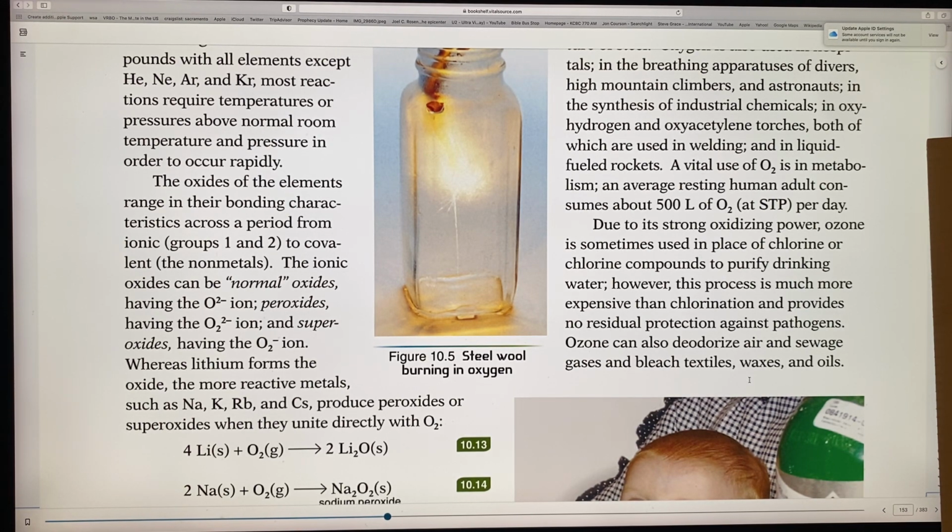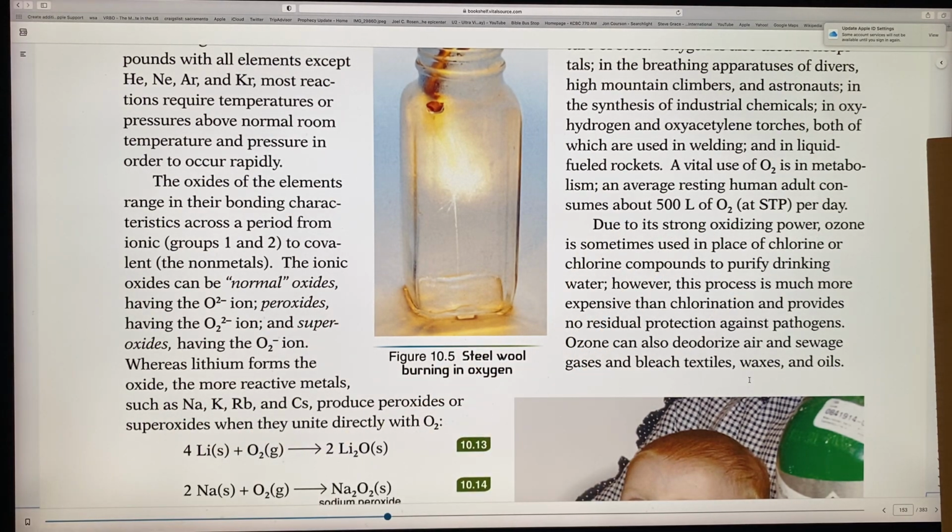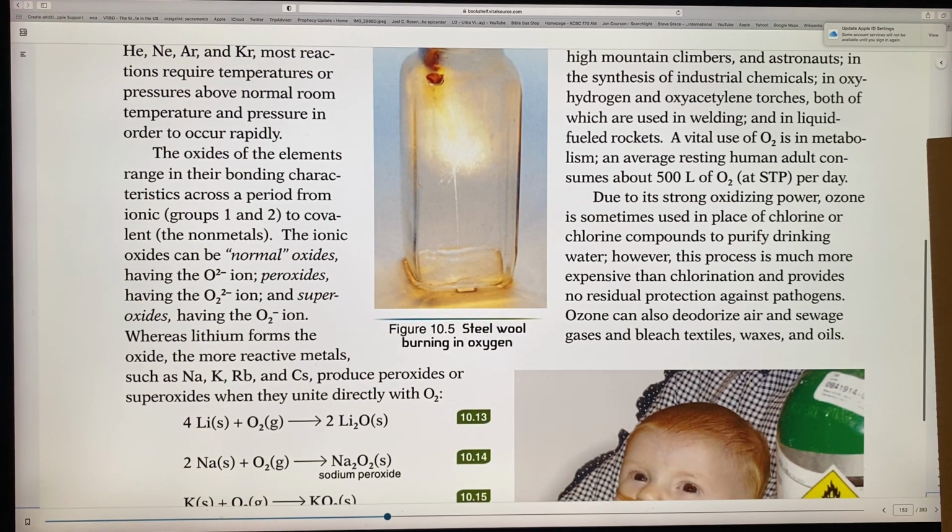A human adult uses 500 liters of oxygen per day. So, 500 liters of oxygen per day. And going on to the ozone.